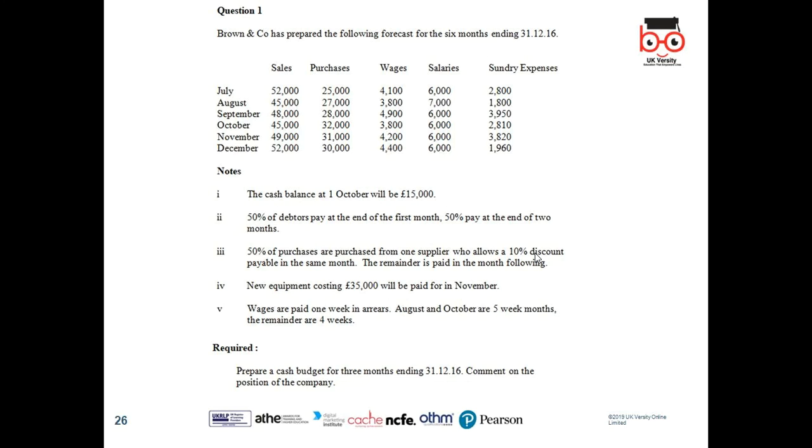New equipment we bought in a certain month, November, so 35,000 will go out from the business. Wages are paid weekly. So if we have 4 weeks in a month, 3 weeks will be paid in that month and 1 week will go into the next month.